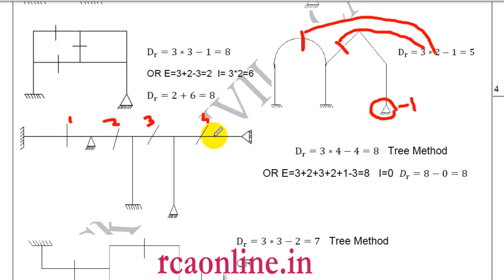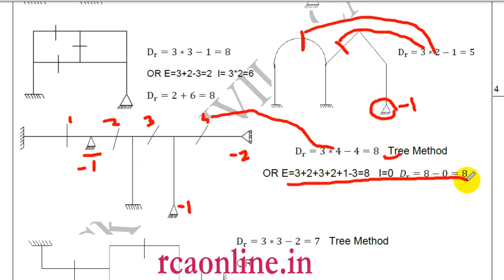So what is the static indeterminacy? 3 into 4, 12 is my static indeterminacy. But now you see, this is not fixed, so minus 1. This is also not fixed, so minus 1. This is a roller, so minus 2. So what is my static indeterminacy now? I have to reduce by 4. So 12 minus 4, that is 8. I have also solved the same question using our conventional method of E, U, and R, so you can use that also.